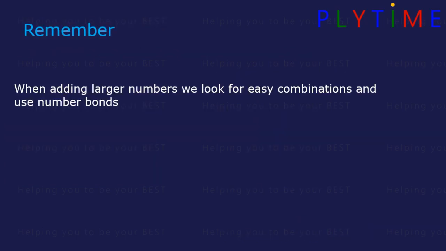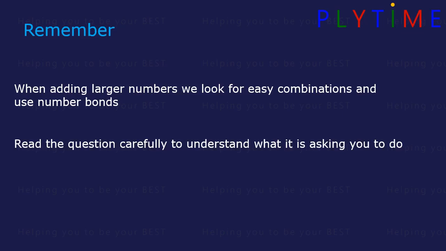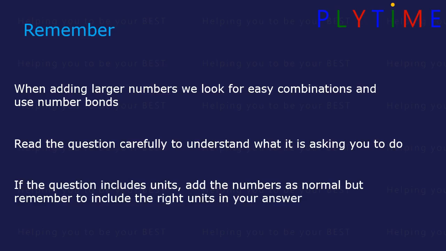Remember, when adding larger numbers, we look for easy combinations and use number bonds. Read the question carefully to understand what it's asking you to do. If the question includes units, add the numbers as normal, but remember to include the right units in your answer.